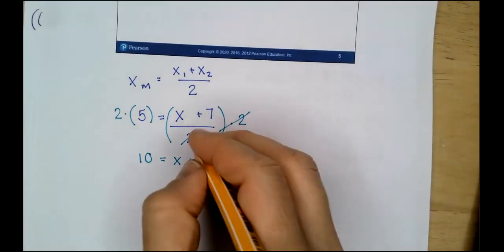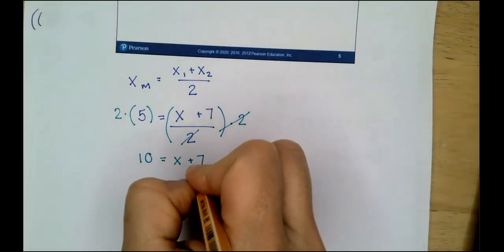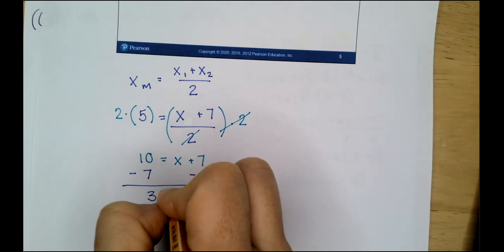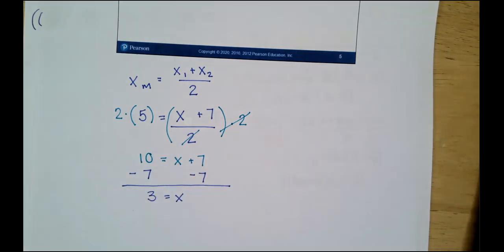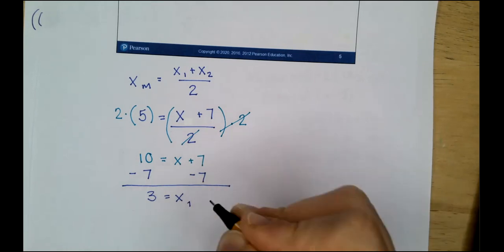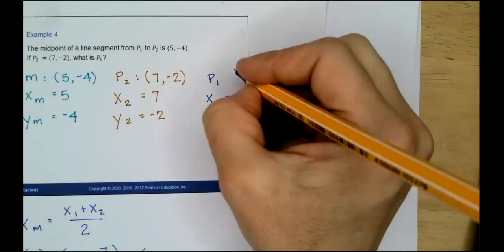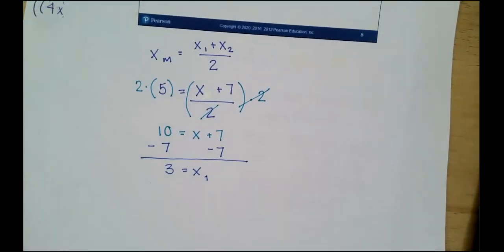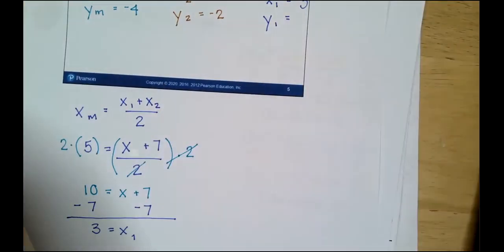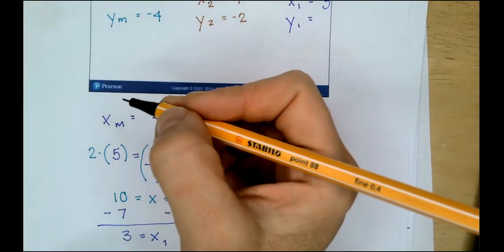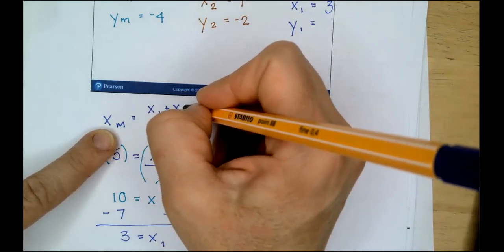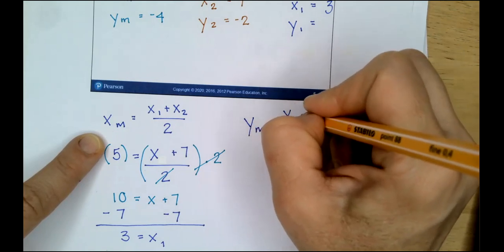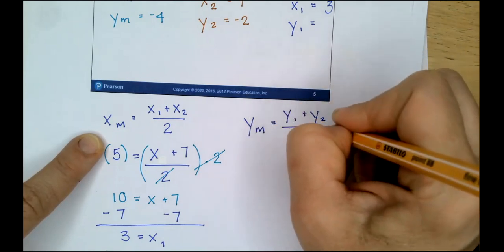X is being added to 7. Do the opposite of that, get x by itself. 10 minus 7 is 3. Good. Now I can bring back that 1, so x sub 1 is 3. Do the same thing for your y value. The midpoint's y value is y sub 1 plus y sub 2 divided by 2.